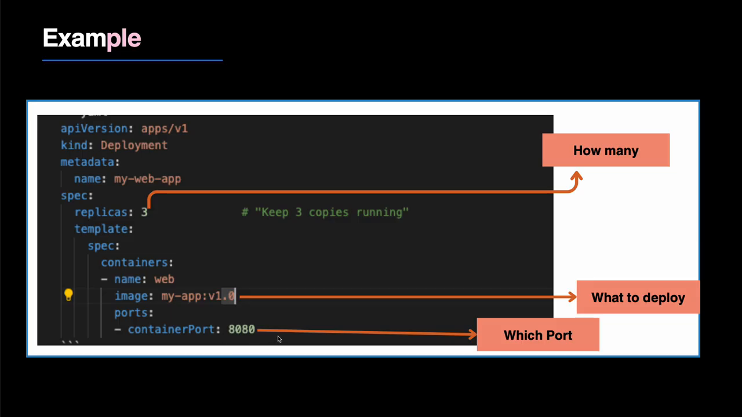Once you apply this, Kubernetes handles everything. It pulls that image from your Docker registry, creates 3 pods for you, distributes them for high availability, monitors health continuously, and replaces failures automatically. This is the declarative configuration. You describe what you want, Kubernetes figures out how and maintains that state.